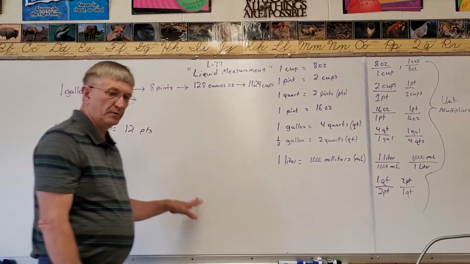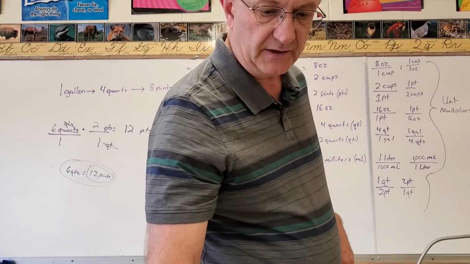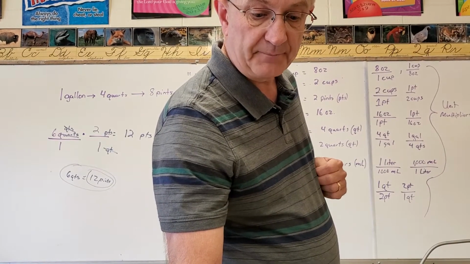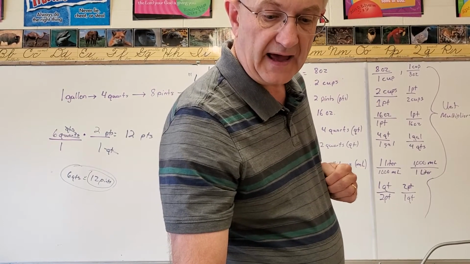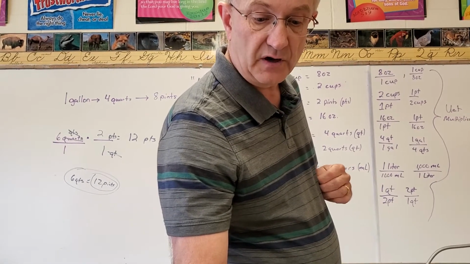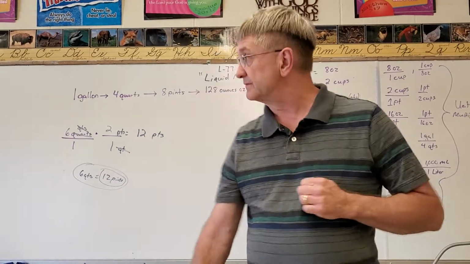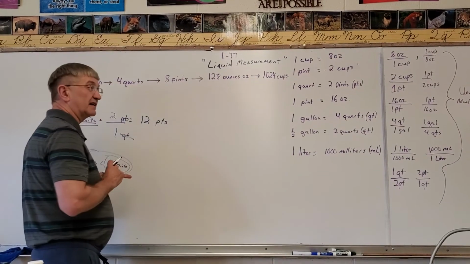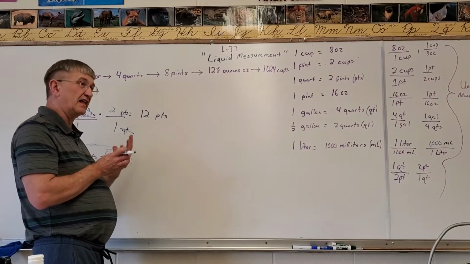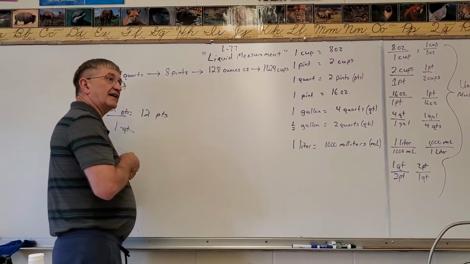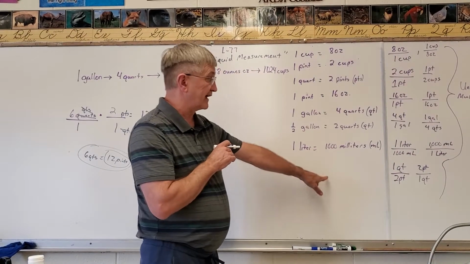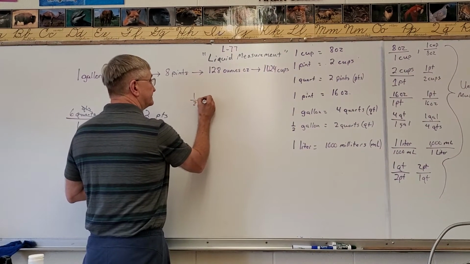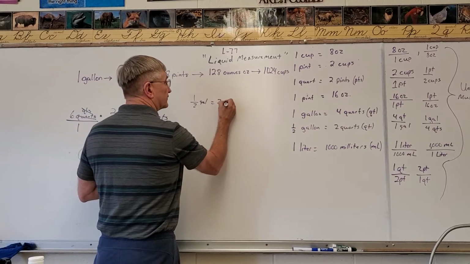So anyway, that's the first one. Let's take a look at one in the book here. On page 370, example 1, it says a half gallon of milk is how many pints of milk? All right, a half gallon of milk. I'm going to change that automatically to how many quarts are in a gallon. So I'm going to change 1/2 gallon equals 2 quarts because we already know that.